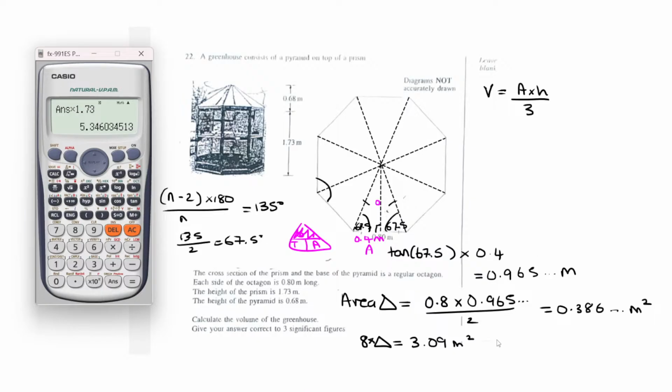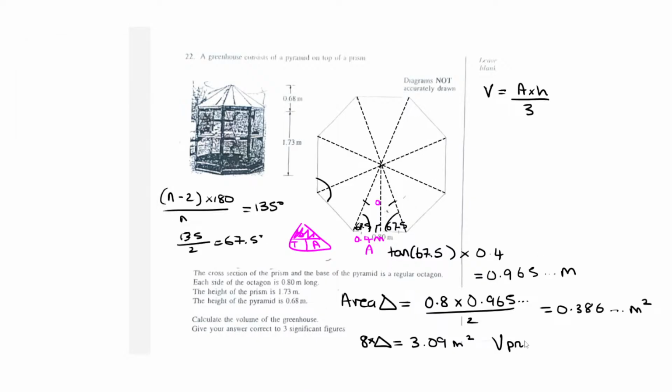Let's write that down. The volume of the prism, I like to label it just so I know what all of these numbers are. 0.09 times by 1.7, just so you know what I've done. So I found the area of the whole triangle. Do you see how I use 0.8? That's the whole base, isn't it?